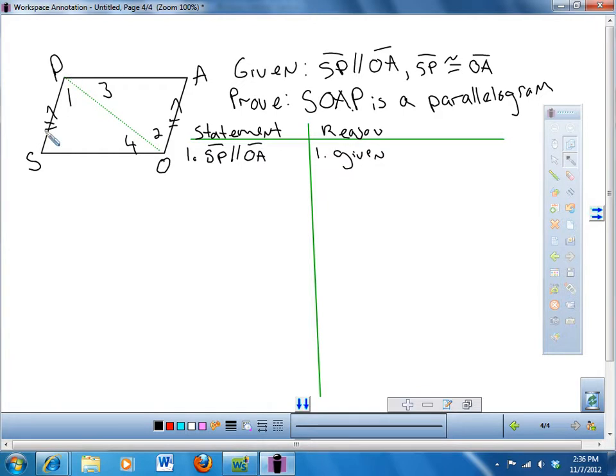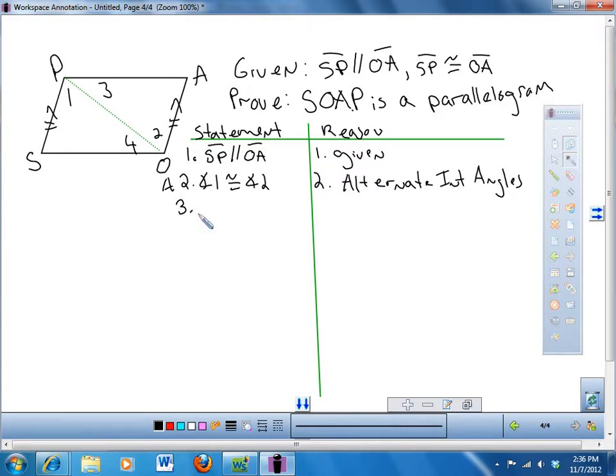Once I know that these two sides are parallel, then that lets me say that angle 1 is congruent to angle 2. And the reason for that is alternate interior angles, okay? We should say more like if two sides are parallel, then the alternate interior angles are congruent. But we'll just write it like that, alternate interior angles. So far I have an angle that I'm going to use in my proof.